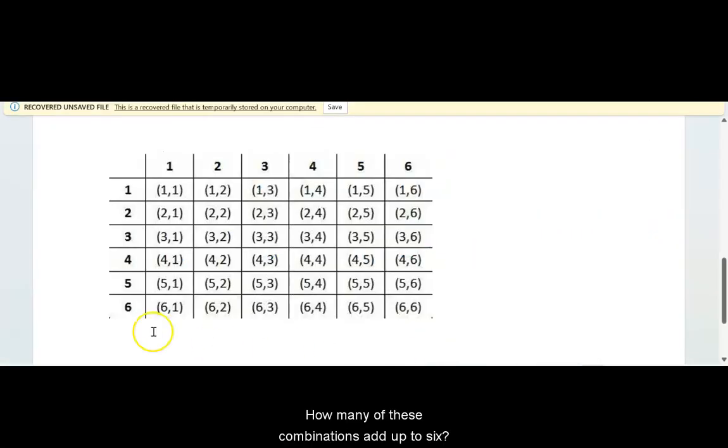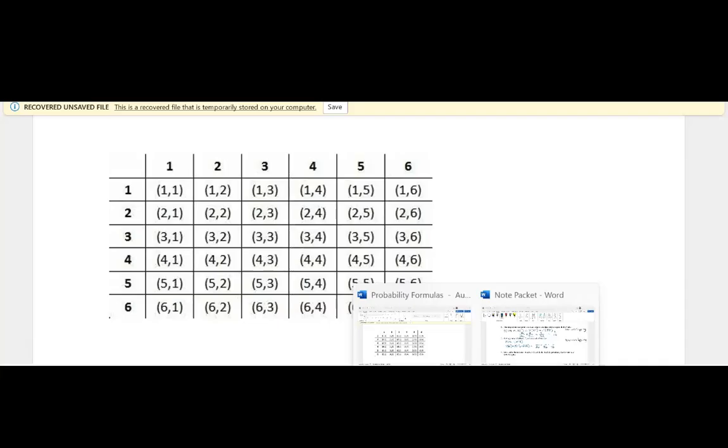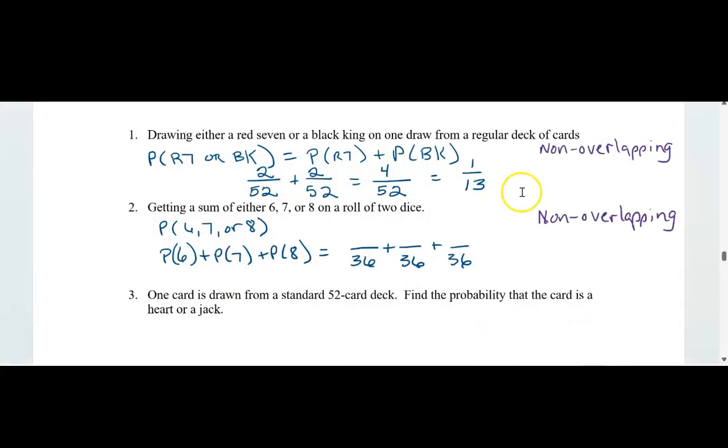How many of these combinations add up to 6? Here's a nice thing about this chart. Find the first one right here. The 5 and the 1, that adds up to 6. Sums go in diagonals. So notice here, it just goes in a diagonal. So that means I have 1, 2, 3, 4, 5 numbers that add up to a 6. So over here, we would put 5 out of 36.